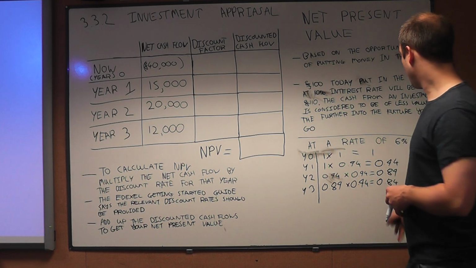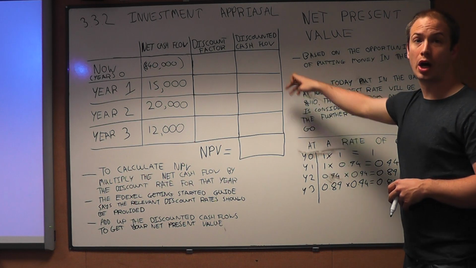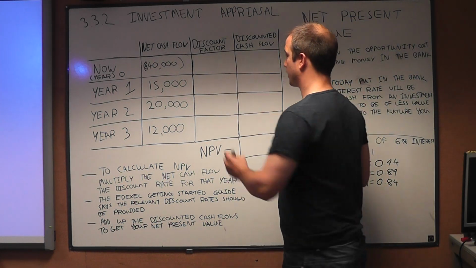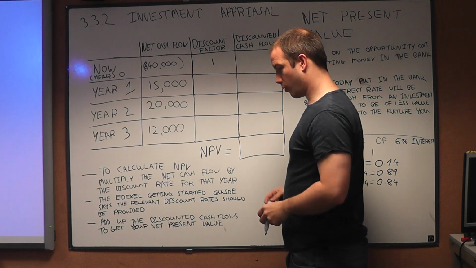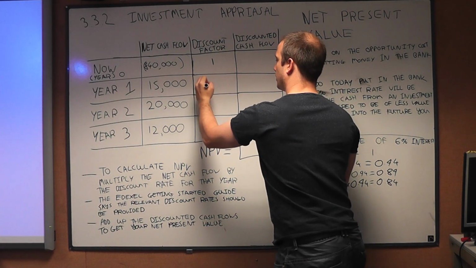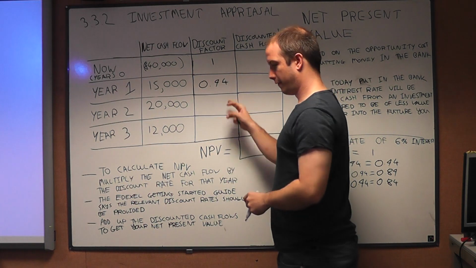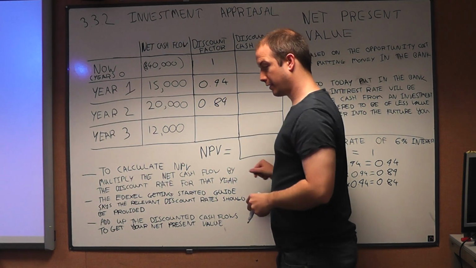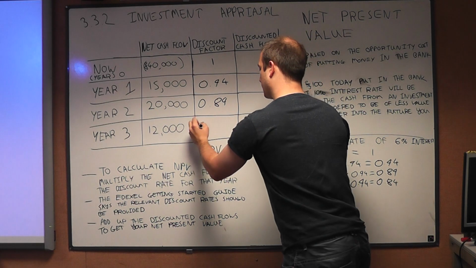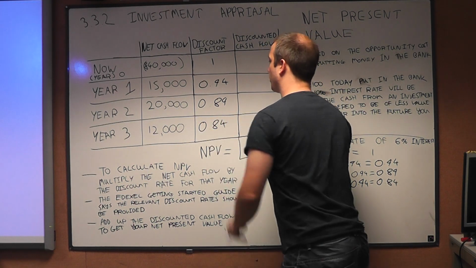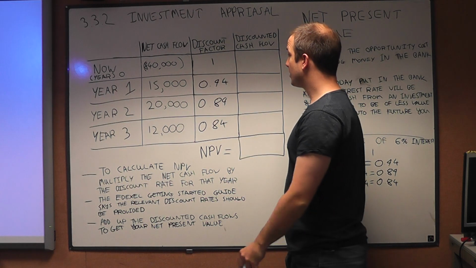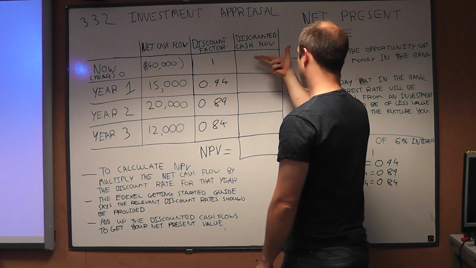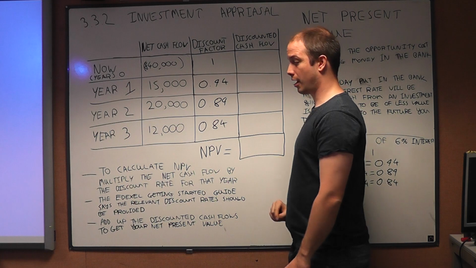Okay, so we need to apply these discount factors to our net cash flows over here. So for year 0, our discount factor is 1. For year 1, 0.94. For year 2, it's 0.89, and for year 3 it's 0.84. So we've got our discount factors now. Now all we need to do is to multiply our discount factors by our net cash flow to give us the discounted cash flow, and then sum these up at the bottom.